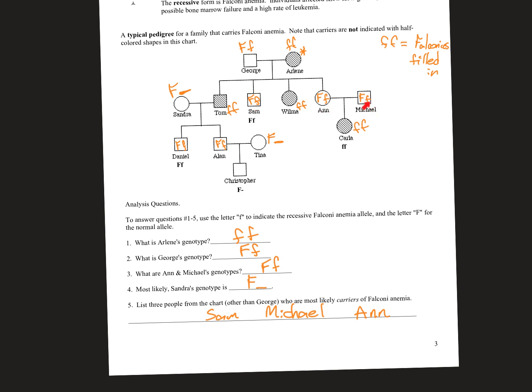Why? They have to have a little f because their mom, Arlene, had 2 little f's. That's all she could give them. Sandra, we don't know anything about her past, so we can't really say. We know she has the big F. And we know Daniel and Alan are also carriers because Tom is little f, and that's all he can give them. All right, so that's how you figure out a pedigree chart.